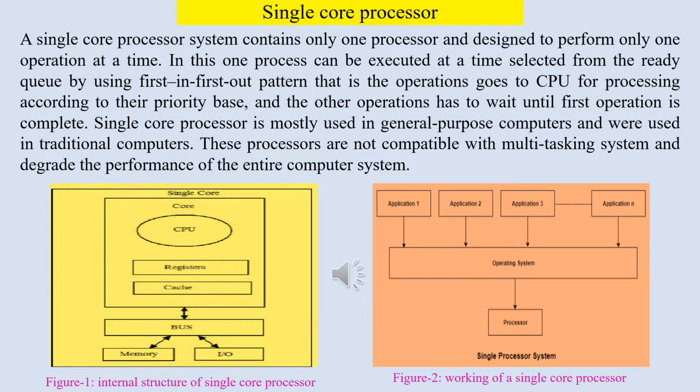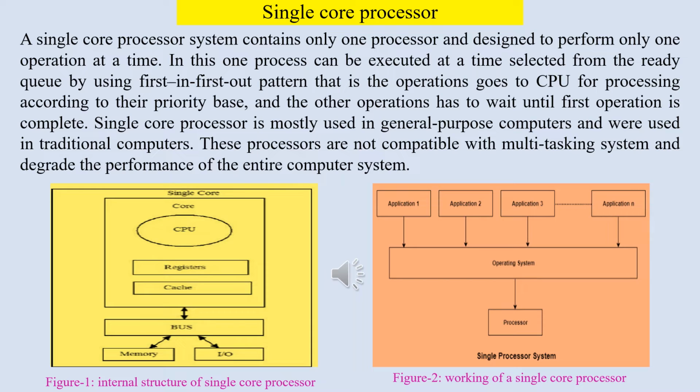First, we start with single core processor. A single core processor system contains only one processor and is designed to perform only one operation at a time. In this, one process can be executed at a time, selected from the ready queue by using first in first out pattern, that is, operations go to the CPU for processing according to their priority, and the other operations have to wait until the first operation is complete.